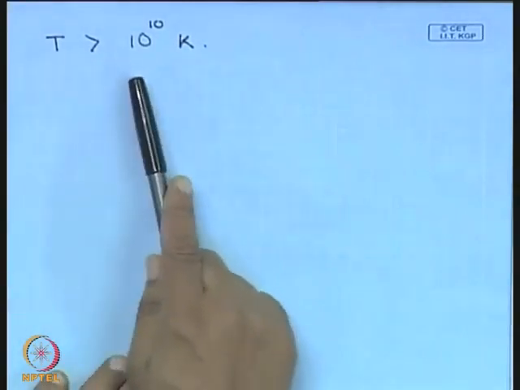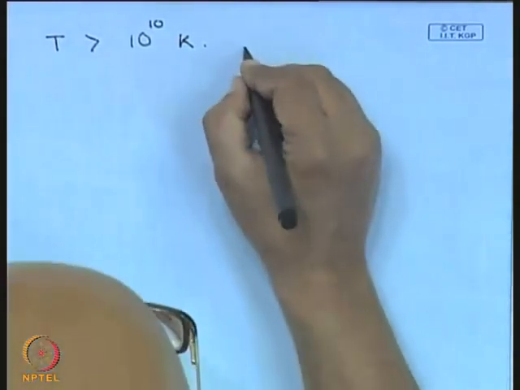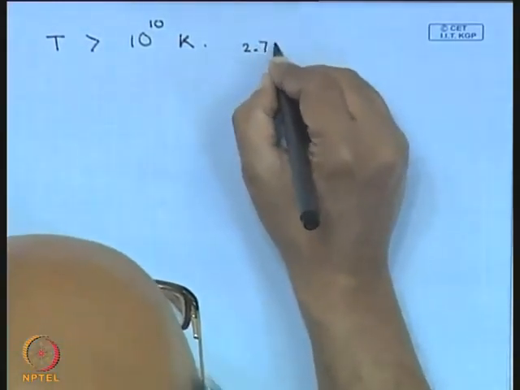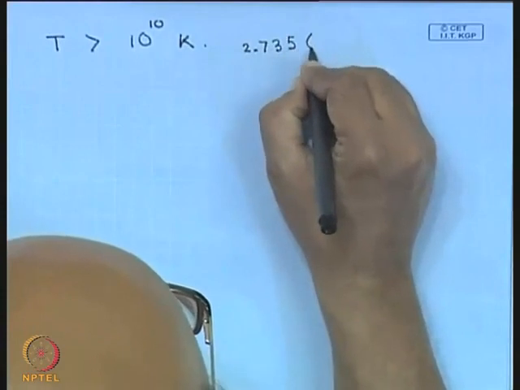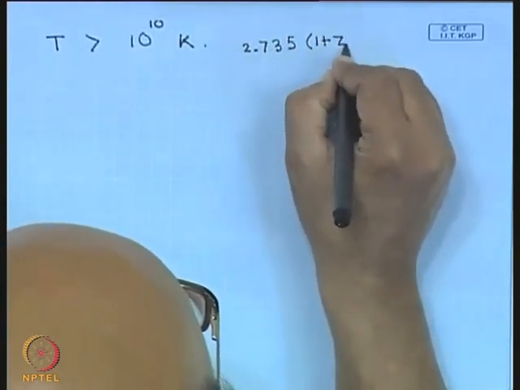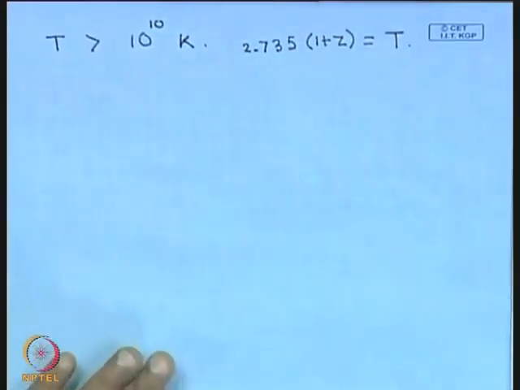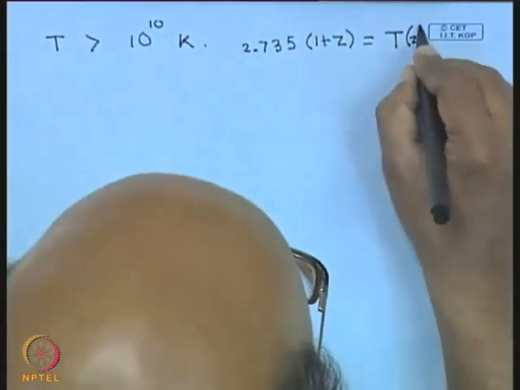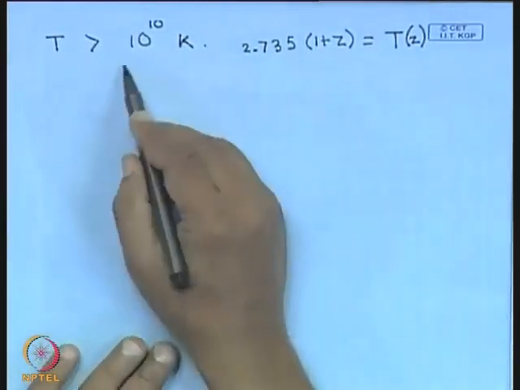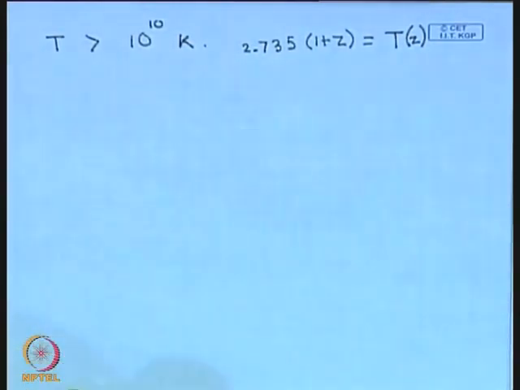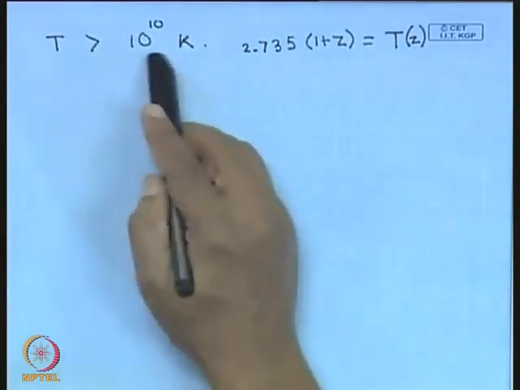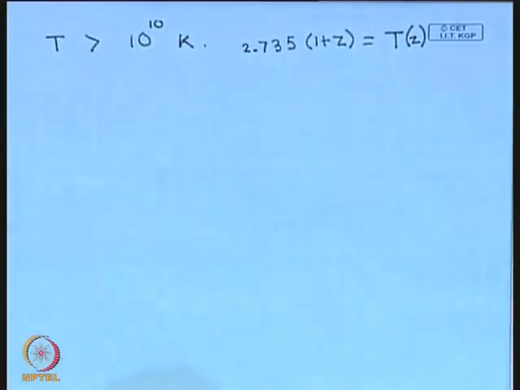At these epochs, you can estimate the redshift. Quite simple, right? We know that the temperature now, 2.735, into 1 plus z, is equal to the temperature at any arbitrary z. So we can estimate at what redshift this is. Obviously you cannot see sources from those redshifts. The redshift also is of the order of 10 to the power 9 or something like that.